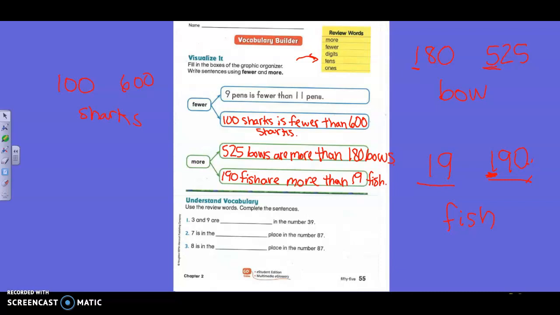Are they more in the number 39? Fewer in the number 39? Are they digits in the number 39? Are they tens in the number 39 or are they ones in the number 39? Look, it says 3 and 9. Not just one of them. 3 and 9. So those are what, Haley? Digits. So you write that. Digits in the number 39. Okay? Write that down.